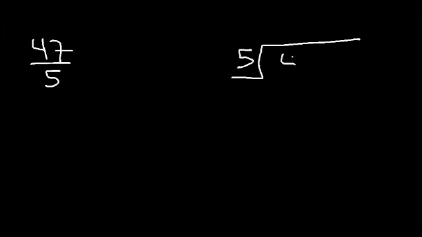So now let's try 47 divided by 5. So how many times does 5 go into 47? We know 5 times 9 is 45. 5 times 10 is too much, that'll be 50. And 47 minus 45 is 2.